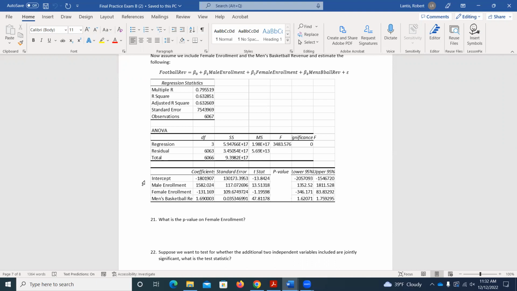And then this last one, 1.69. So 1.69 was the effect of every additional dollar that the basketball team generates. The predicted revenue the football team earns would go up by about $1.69. So if that's the effect of one dollar, then what if they were spending $1 million on their basketball program? Well, that would be the expected change that we would see in that predicted football revenue.